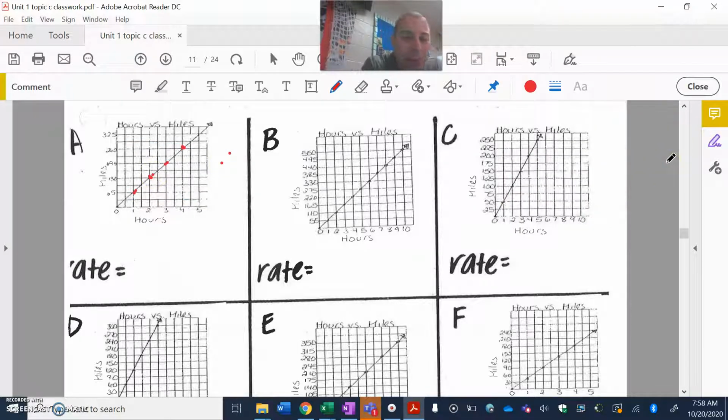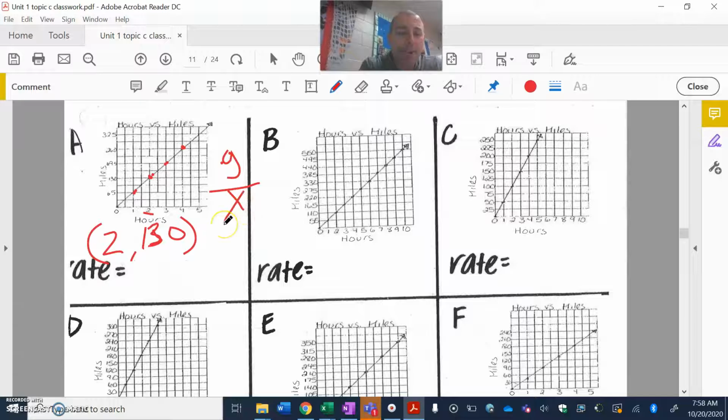And I'm going to write down that ordered pair. So I went to the right to the number 2. I went up to the number 130. And remember, we always do y divided by x. So that means it's 130 divided by 2. I can reach for my calculator if I want. So I know it's 65 for 1.